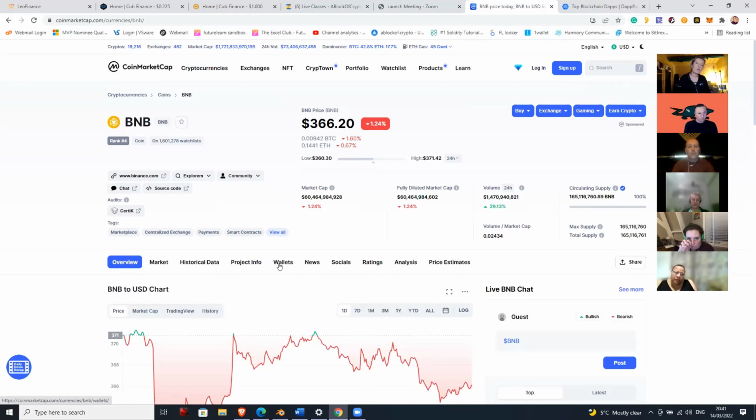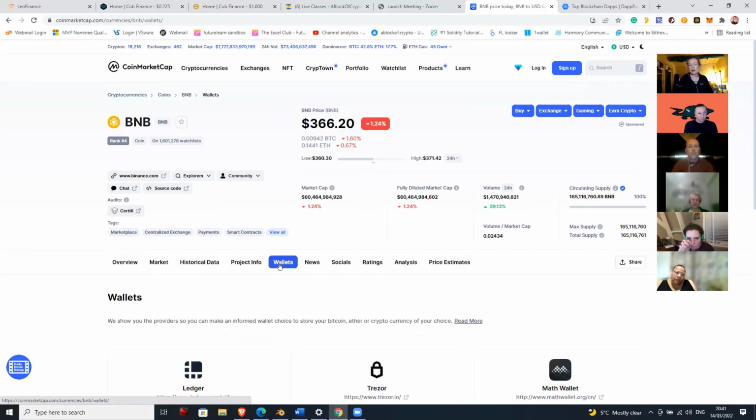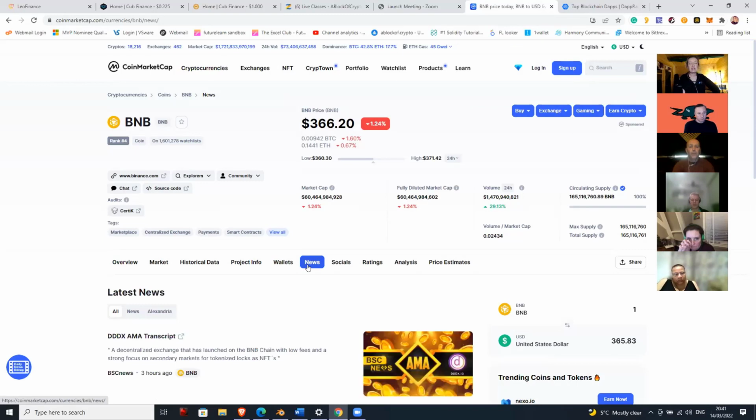Now, stuff like wallets are a huge part of an ecosystem. Without wallets, people can't store and hold coins. So on all of the coins here on CoinMarketCap, if you want to find out what the wallets are, you can just click in here, okay? The news will tend to give you an indication of who their media partners are.